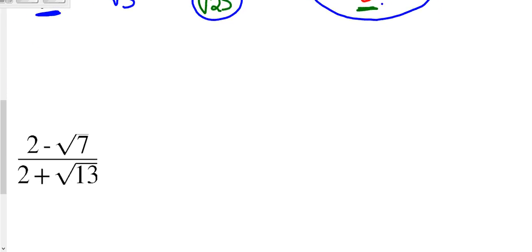Let's look at another example. This time we have two terms in the top and two terms in the bottom. So this process is a little bit different. When we look at the bottom, we can't just multiply by the square root of 13 because when we distributed it to that 2, we would have 2 square root of 13 and the square root would still be there. So what we have to do in this case, when there are two terms in the bottom, it's a little bit different. We have to multiply by something called the conjugate.